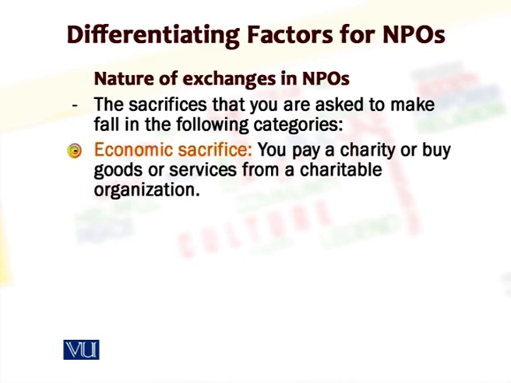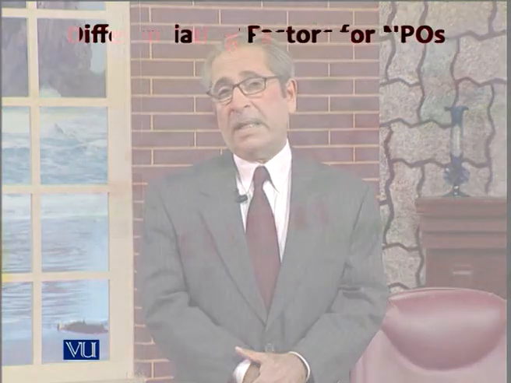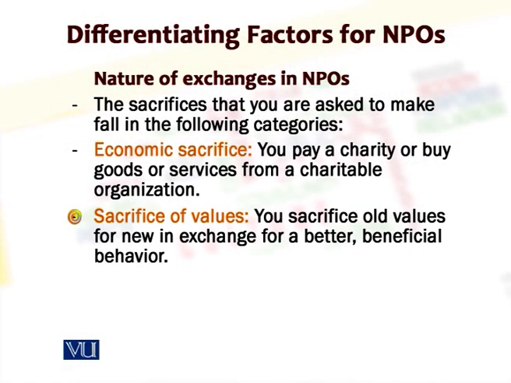Number one is the economic sacrifice. This is the amount of money that you pay to a charity, or the money you pay to buy a product or a service from a charitable organization. And the economic benefit you get in return is, you know, good health or prevention of an ailment and so on and so forth. So this is an economic benefit which is very similar to that of the one you get on the commercial side. The other sacrifice that your consumers give is that of the value system.